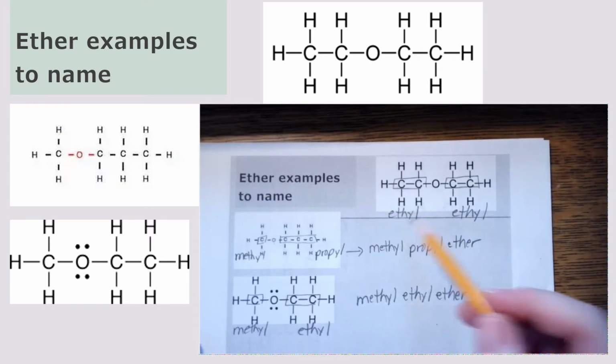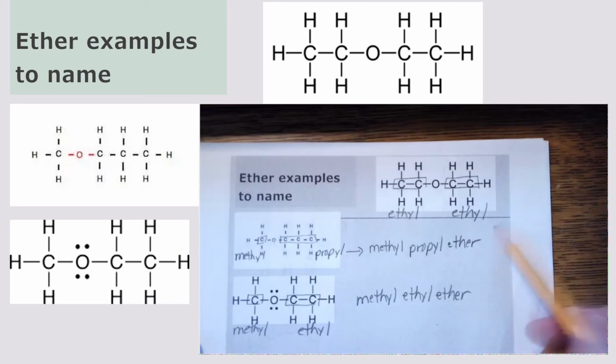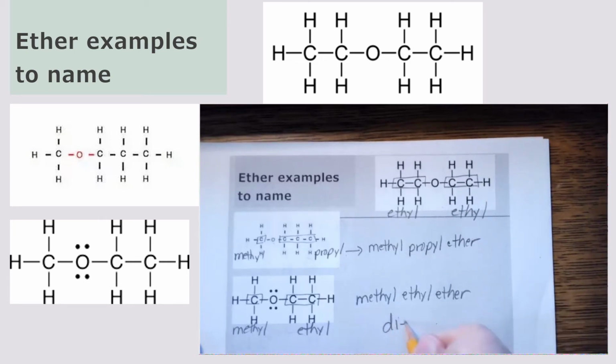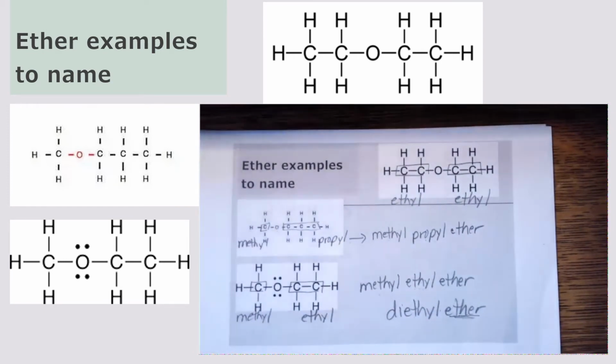I don't write ethyl, ethyl, ether. That sounds weird. So I say diethyl ether. So ether means I have an oxygen breaking it up. On one side I have 2 carbons, on the other side I have 1 carbon. I have an oxygen breaking it up. On one side I have 3 carbons, on the other side I have 1. I have an oxygen breaking it up, and on both sides I have 2 carbons. And that's it. I love ethers.